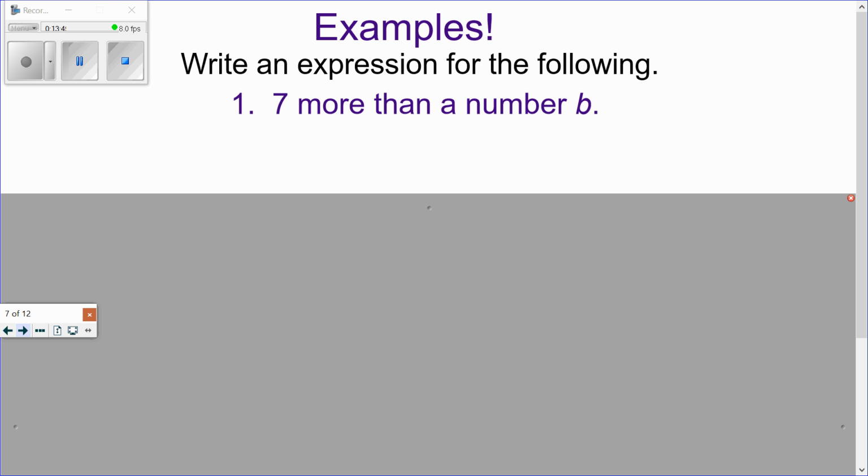So let's do the first one together. Write an expression. Expression means no what? Equal sign. 7 more than a number B. What's the key word or phrase there that's going to tell me what operation? More than. More than means what? Addition. So my expression will be 7 plus a number B. Variable B. No equal sign. Final answer. Make sense?